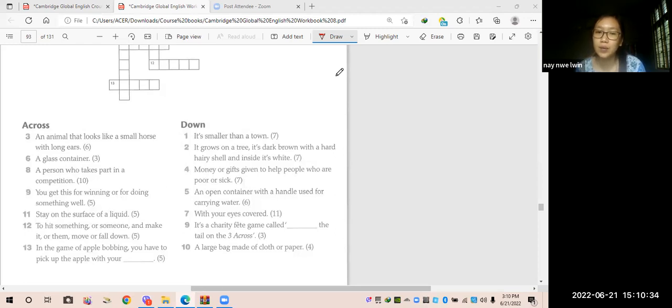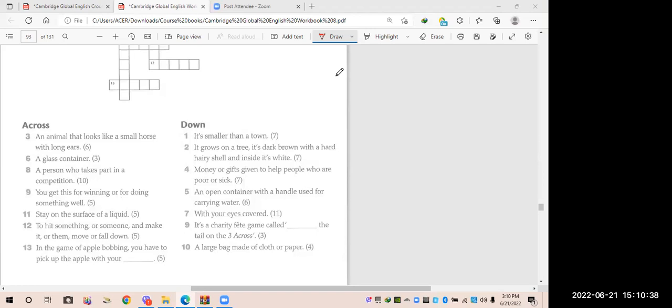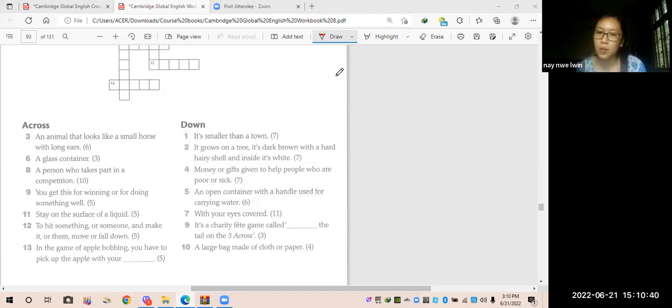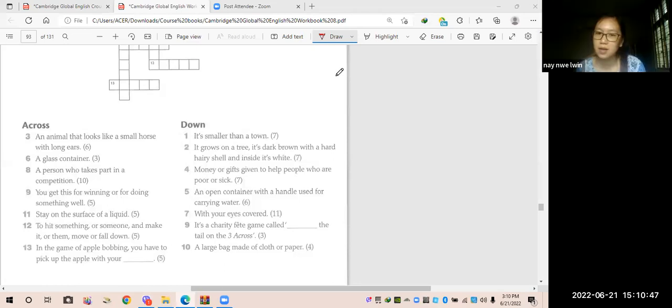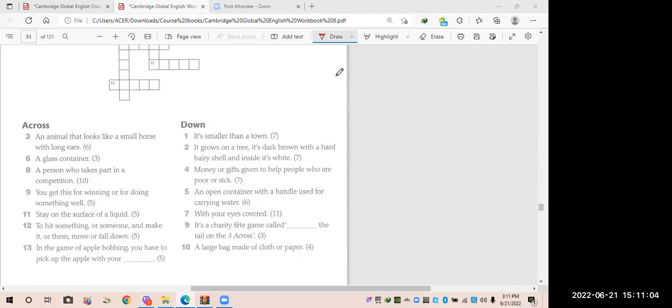And how about 5? An open container with a handle used for carrying water. Bucket, correct. 7. With your eyes covered. Blindfolded, correct. And 9, it is a party game called Pin the Tail on the... 3 across. So 3 across is donkey, right? Yes, pin the tail on the donkey. And the last one, a large bag made of cloth or paper. Sack, correct.